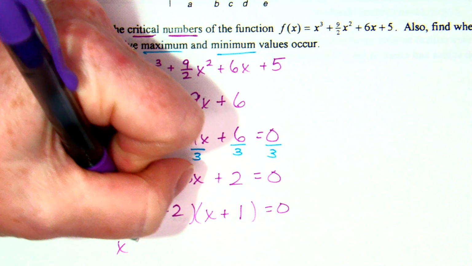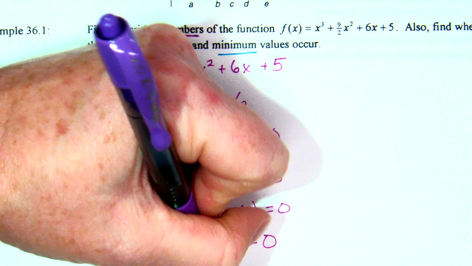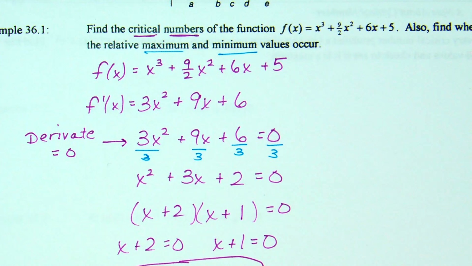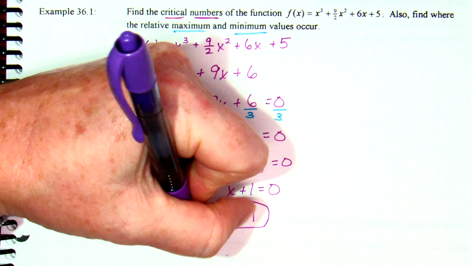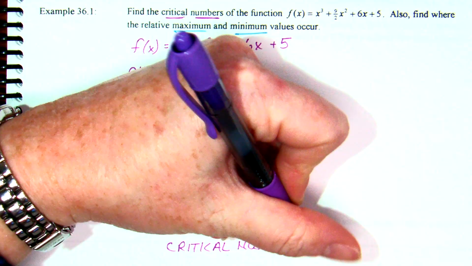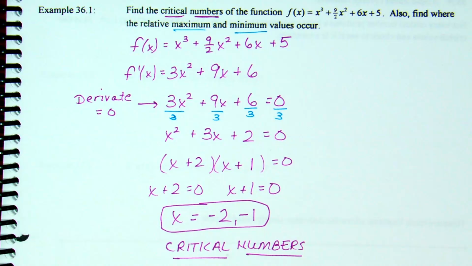X plus 2 equals 0. X plus 1 equals 0. And so we know x equals -1, -2. What are those I just found? Critical numbers. Yes? Okay, so that answers the first part of the question. Okay, these are the critical numbers. Again, critical numbers are easy to find. It's set the derivative equal to 0 and find those values.